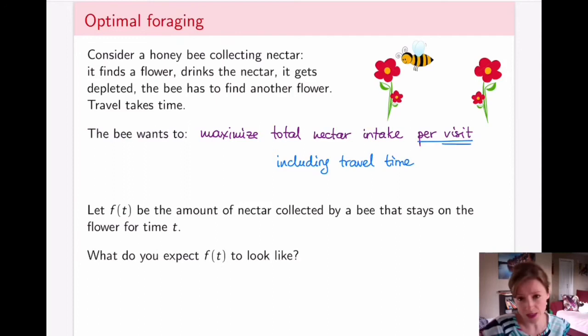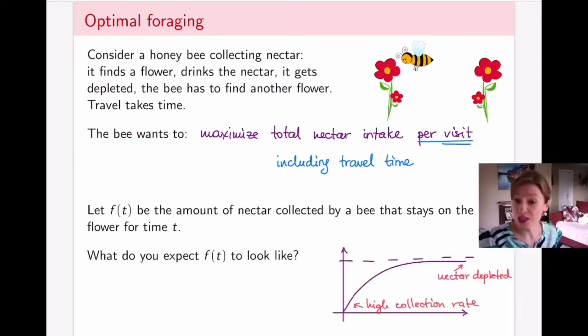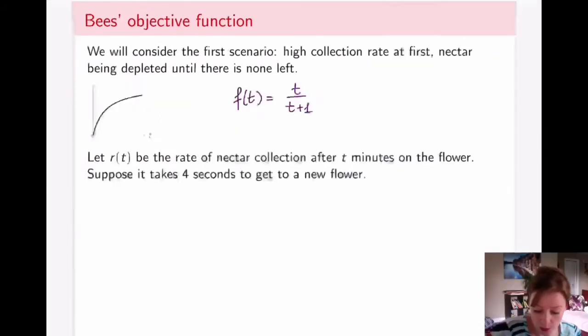So maybe take a second here and try to sketch what you expect this function to actually look like. Time versus the amount of nectar. You should get something like this, where at the beginning, the rate of collection is fast, and then it plateaus out. Now, of course, this looks fairly familiar. This shape we should recognize by now as a linear hill function. Notice that if we expect high collection rate at first, it should really be a linear hill function that we're sketching. Just for an example, let's take this function, which describes total amount of nectar, to be a very simple hill function. So t over t plus 1.